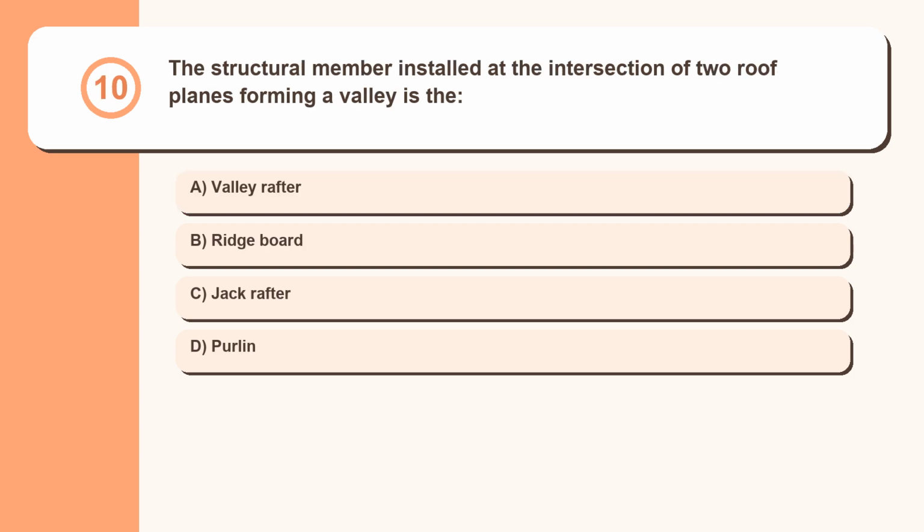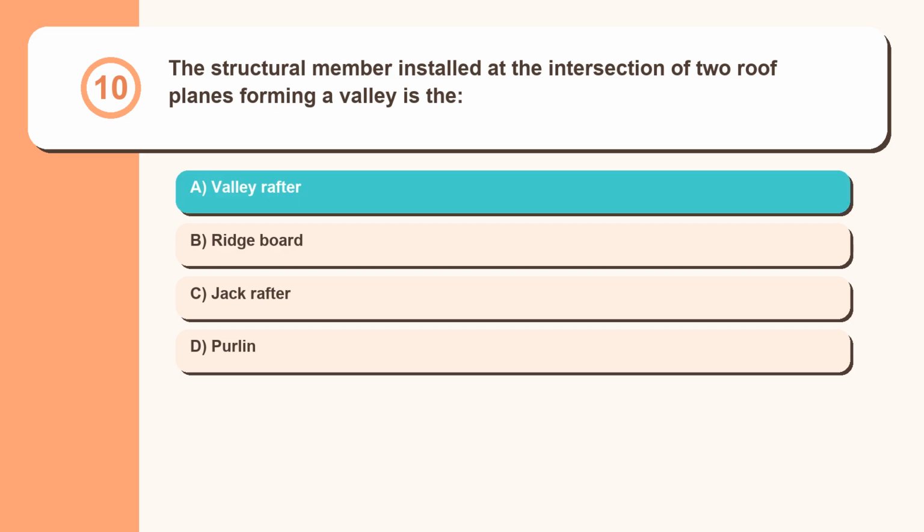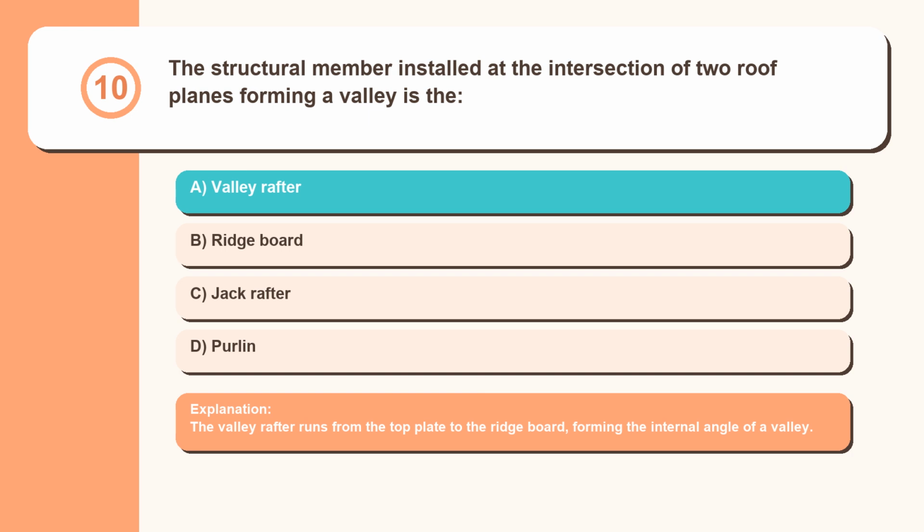Question 10. The structural member installed at the intersection of two roof planes forming a valley is the valley rafter, ridge board, jack rafter, purlin. The valley rafter runs from the top plate to the ridge board, forming the internal angle of a valley.